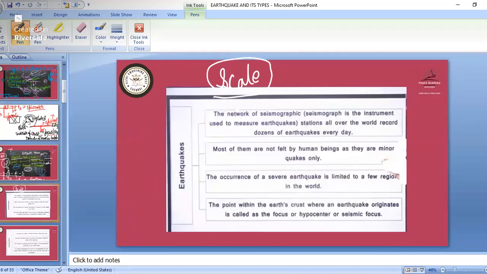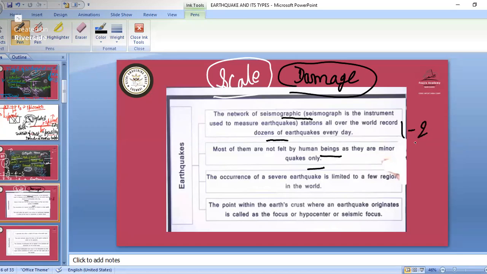Now in this part we'll see some theory: the network of seismographs. A seismograph is the instrument. Stations all over the world record dozens of earthquakes every day. But only when we have the maximum magnitude, when there is some damage, do we say that an earthquake has come. Most of them are not felt by human beings, as they are minor quakes only, of 1 or 2 magnitude. But when it comes nearby 4 or 5, we feel these earthquakes.